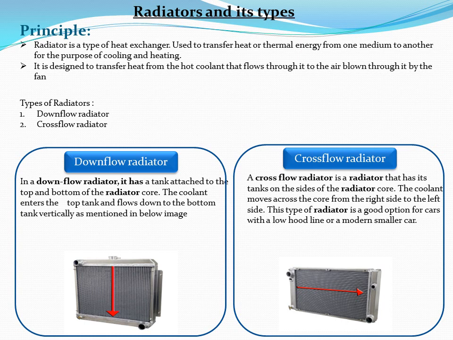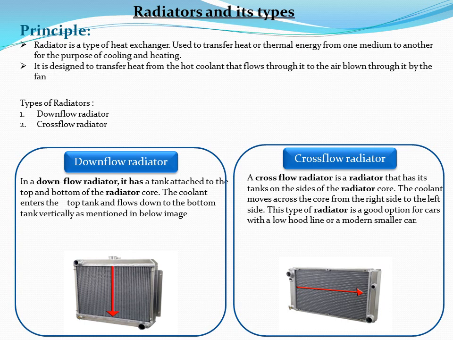Radiator and its types. The main principle of the radiator is that it is a type of heat exchanger used to transfer heat or thermal energy from one medium to another for the purpose of cooling and heating. It is designed to transfer heat from the hot coolant that flows through it to the air blown through it by a fan. Types of radiators: downflow radiator and cross-flow radiator.